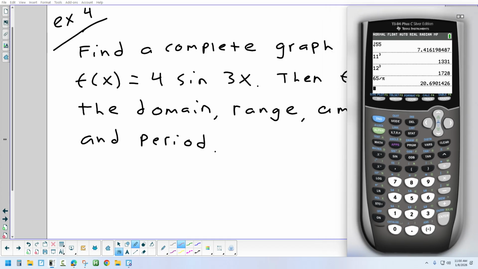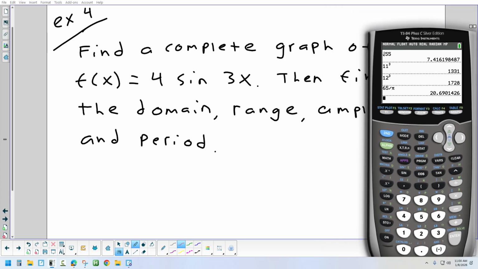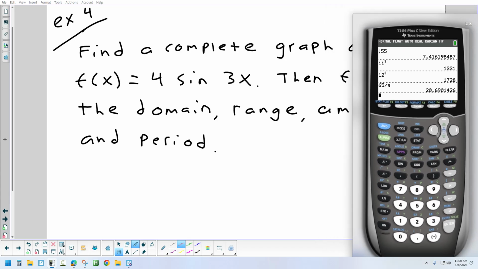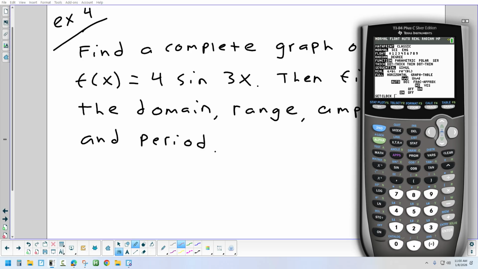When we graph it, we want to make sure that we are in radians. Okay, so if you are not in radians, you press mode, and then you have to go down to the 4th line where it says radians and degrees, and click on radians. Okay, go to y equals, I already have it typed in, 4 sine 3x. Radians.